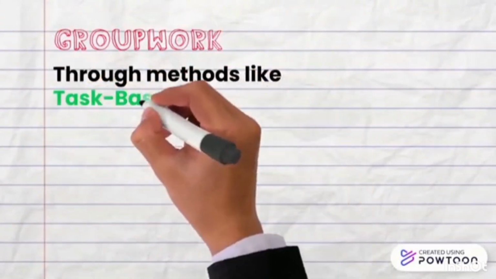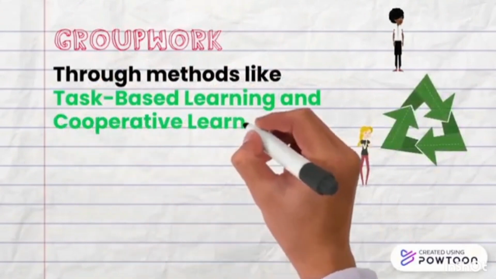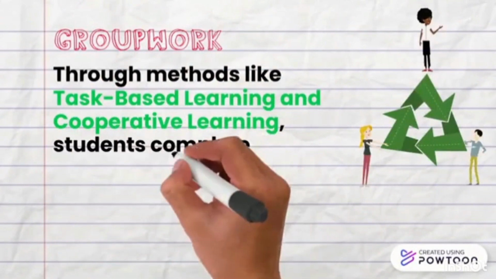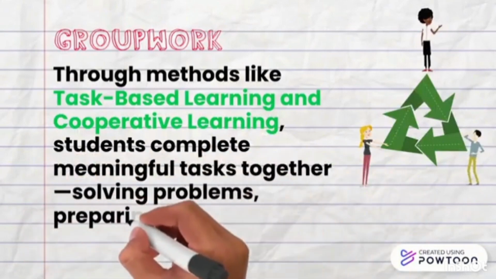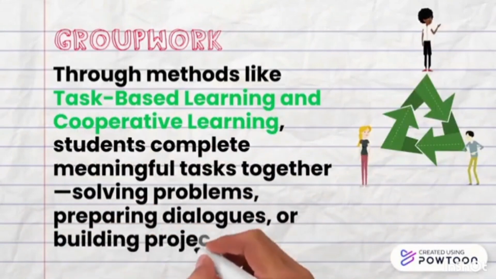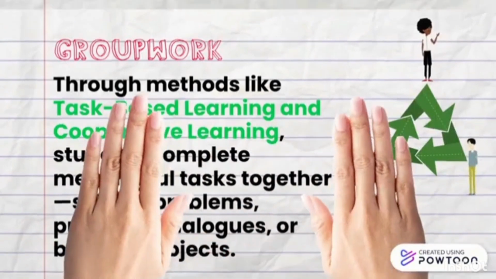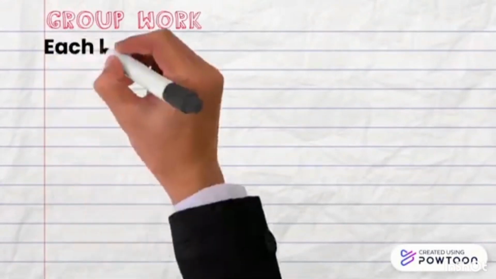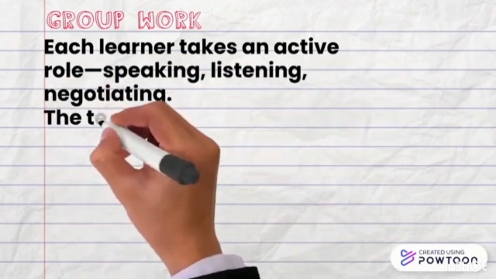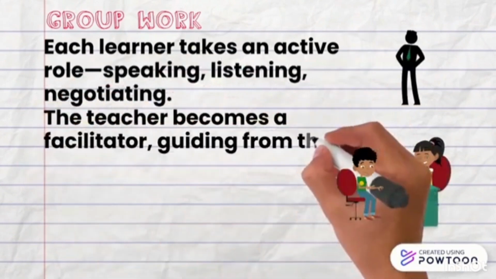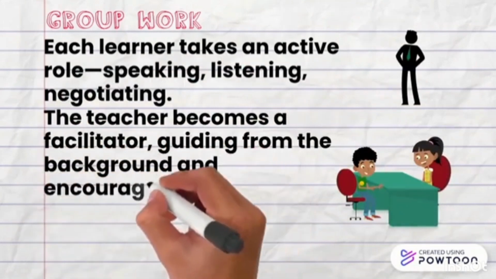Through methods like task-based learning and cooperative learning, students complete meaningful tasks together, solving problems, preparing dialogues, or building projects. Each learner takes an active role, speaking, listening, negotiating. The teacher becomes a facilitator, guiding from the background and encouraging student autonomy.